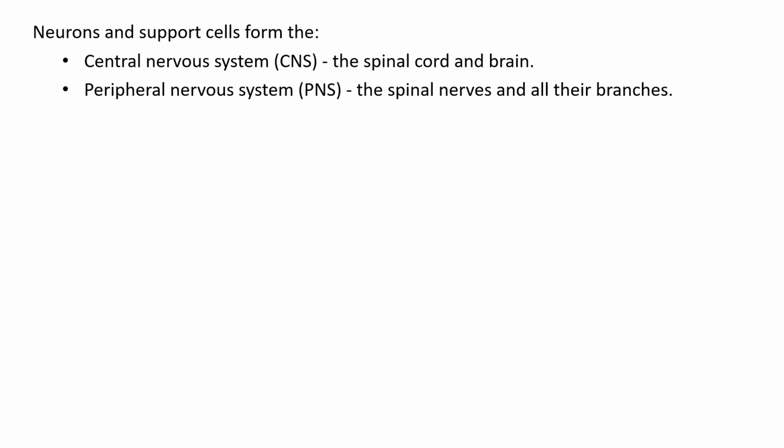So we can differentiate these in terms of the central nervous system, so the spinal cord and the brain, and the peripheral nervous system. The peripheral nervous system is basically everything else. So that includes the point where the spinal nerves come out of the spinal cord outwards. So we can differentiate it in that respect.